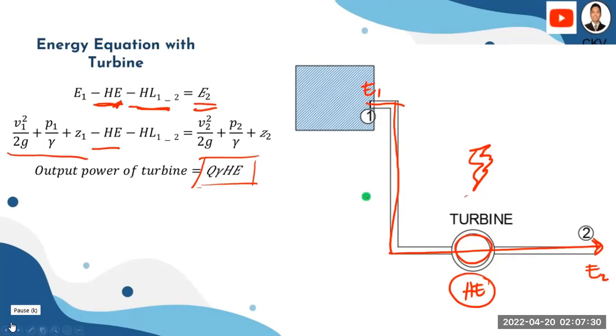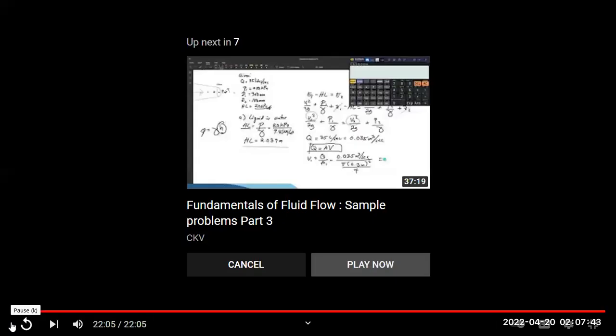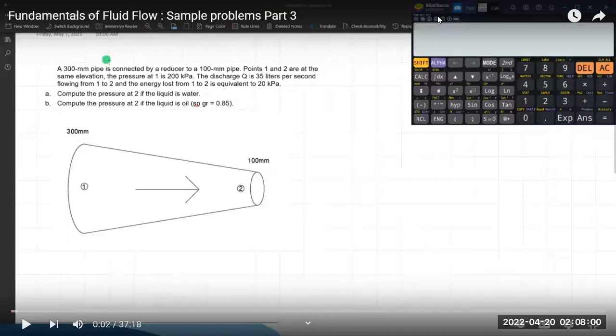So let's now apply Bernoulli's equation as well as the energy equations that we have discussed here. Let's answer some sample problems. Okay. Natapos yung video. So, sample problem para sa fluid flow.